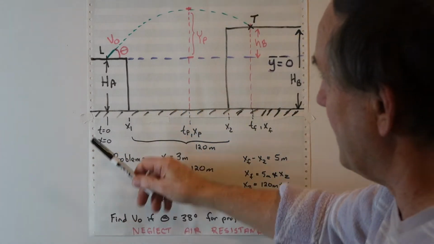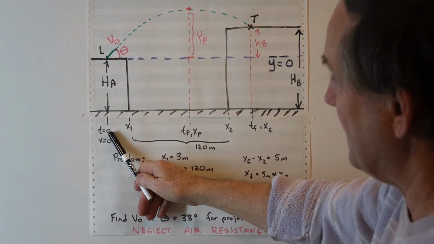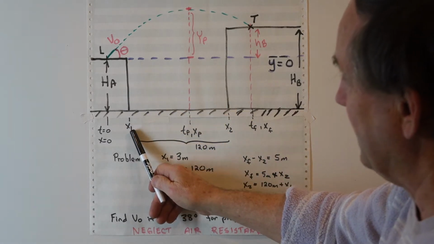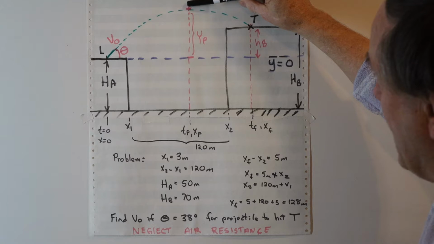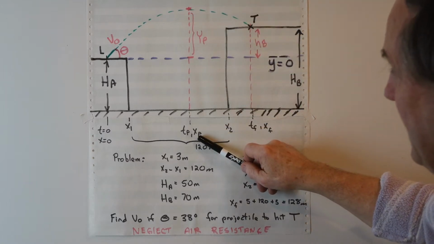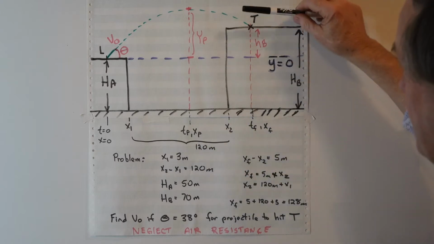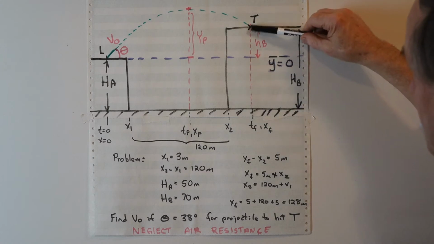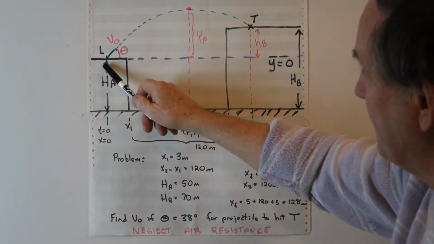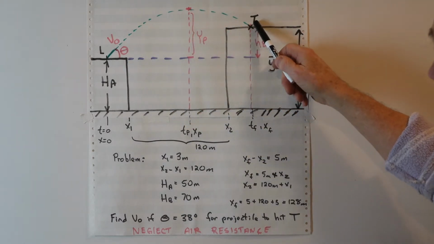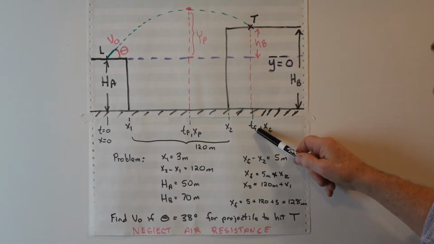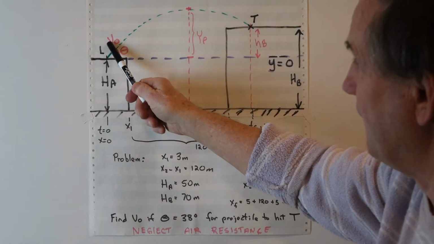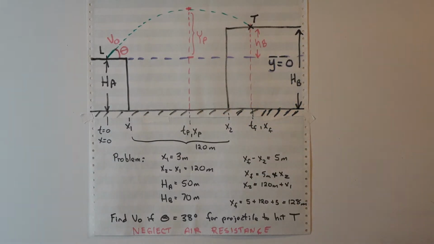So here's our coordinate system. We have the launch point at time equals 0 at x equals 0. The right edge of building A is at x1. The maximum height of the projectile is at xp. It occurs at time tp. And the left edge of building B is at x2, and the target is at a distance xf from the launch point, and the projectile will hit that target at time t final, or tf. So this is the problem that we need to solve. We need to solve for v0. So now we'll go ahead and do that.